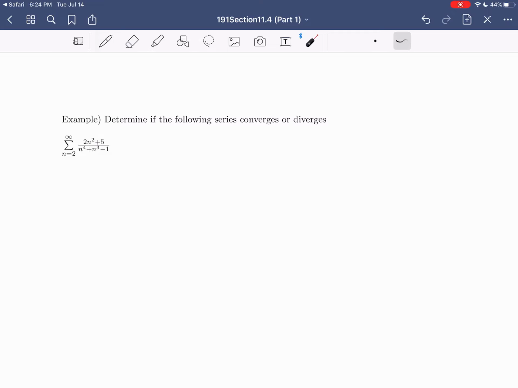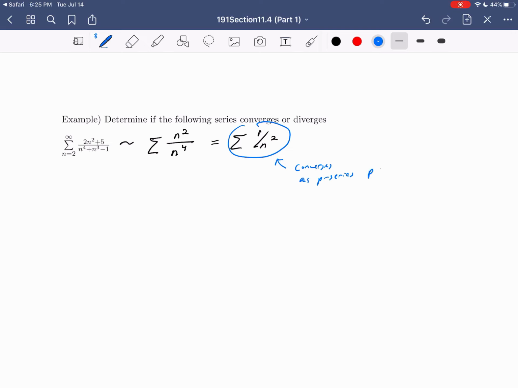So we want to determine if the following series converges or diverges. We have the sum from n equals 2 to infinity of 2n squared plus 5 over n to the 4th plus n cubed minus 1. Same idea, we're just going to lop stuff off and talk about what's going to be the most important. Up top, the most important thing should be n squared. On bottom, the most important thing should be n to the 4th. That means that it looks like it's going to be about 1 over n squared, and we know that this converges as a p-series, since p equals 2 is greater than 1. So we expect that this is roughly the same as this convergent p-series, so we expect that this is going to converge.